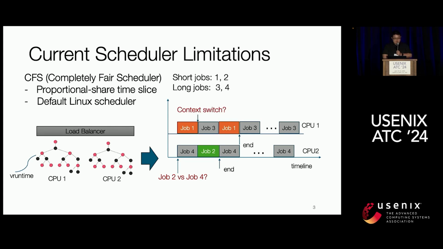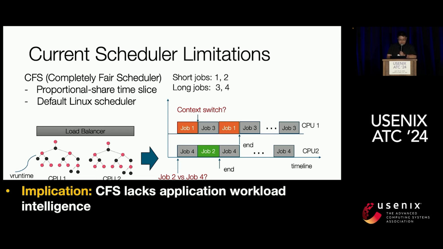In another example, when job 1 just completes its first time slice, CFS will do a context switch because job 3 has a smaller virtual runtime. However, as we know, job 1 is near completion. Therefore, a better strategy is to grant another time slice to job 1 to let it run to completion. The implication is that CFS lacks application workload intelligence, which causes suboptimal scheduling decisions.